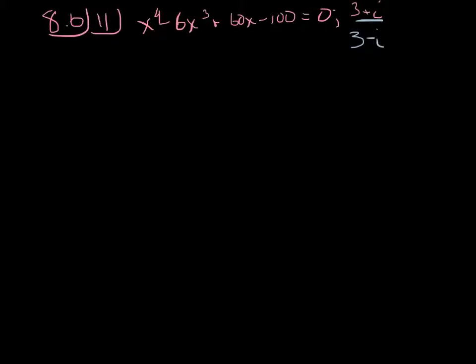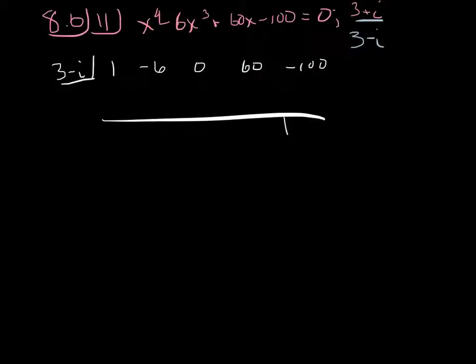And so we can just go through and synthetic divide. Note there is a skip term. 1x to the fourth, negative 6x cubed, 0, 60, minus 100. So I'm going to go through and do this. 1, 3 minus i, negative 3 minus i. 3 minus i, 3 minus i times negative 3 minus i. You can trust me, that's supposed to be negative 10.